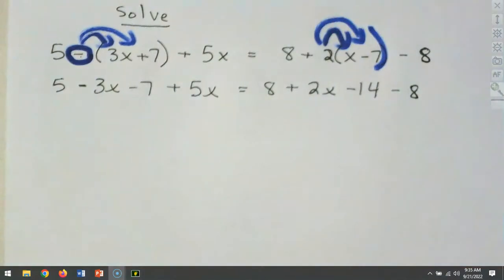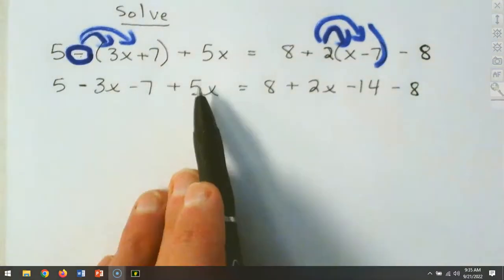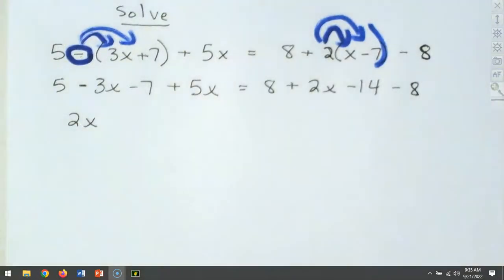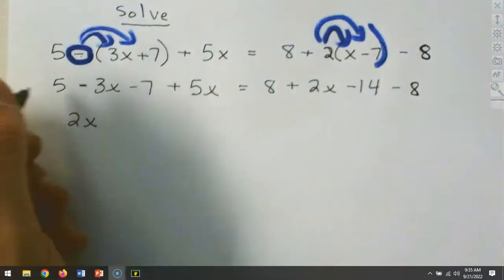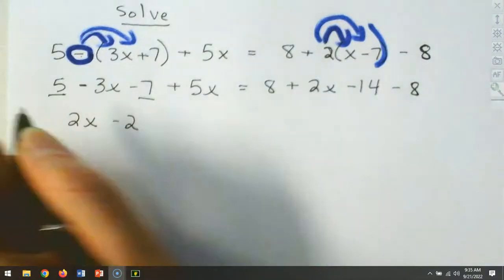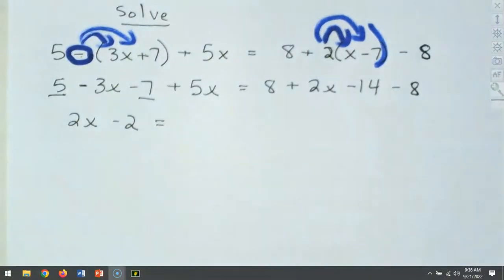Okay, before anything is moved over, what do we do? Combine like terms on the left and combine like terms on the right. So never move things over until you've combined. Combining always goes first. So let's see what we get when we combine here. Minus 3x, positive 5x. Those go together. And that makes it 2x, doesn't it? And then we've got 5 and a minus 7. Well, that leaves you with a minus 2. So the left-hand side is 2x minus 2.